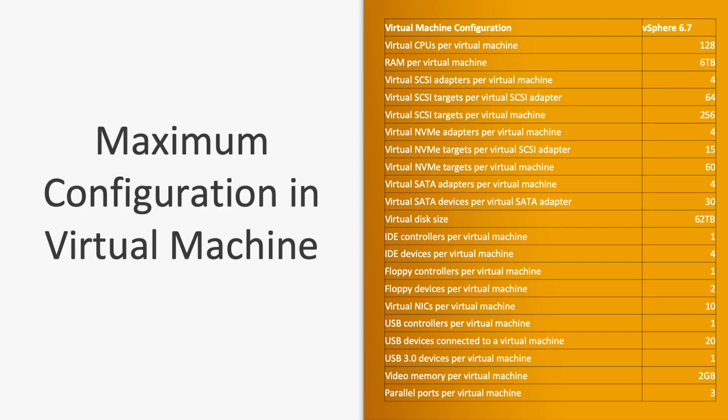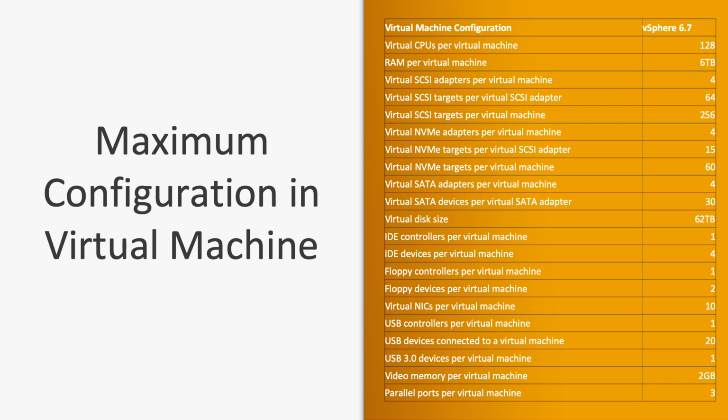Maximum configuration of a virtual machine. In the latest version, vSphere 6.7, virtual CPUs can be up to 128 in a single virtual machine, and RAM per virtual machine can be 6 GB. Virtual SCSI adapters per virtual machine is 4, virtual SCSI targets per virtual SCSI adapter is 64, and virtual SCSI targets per virtual machine is 256.